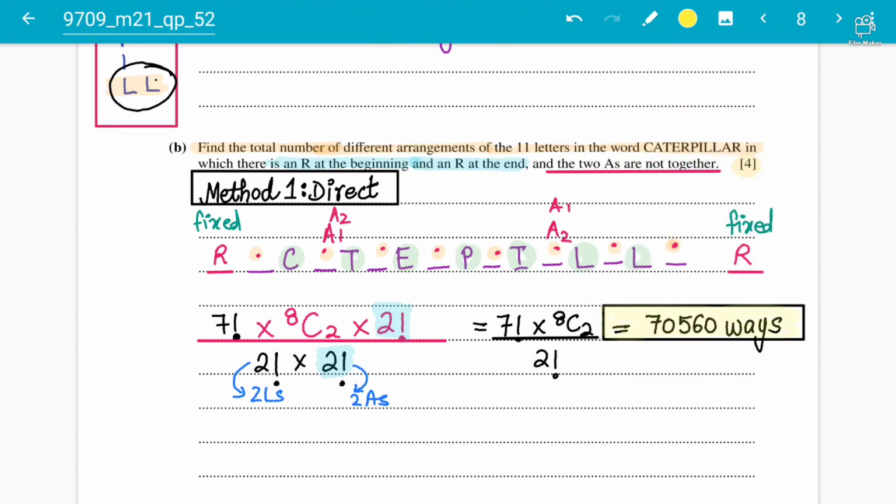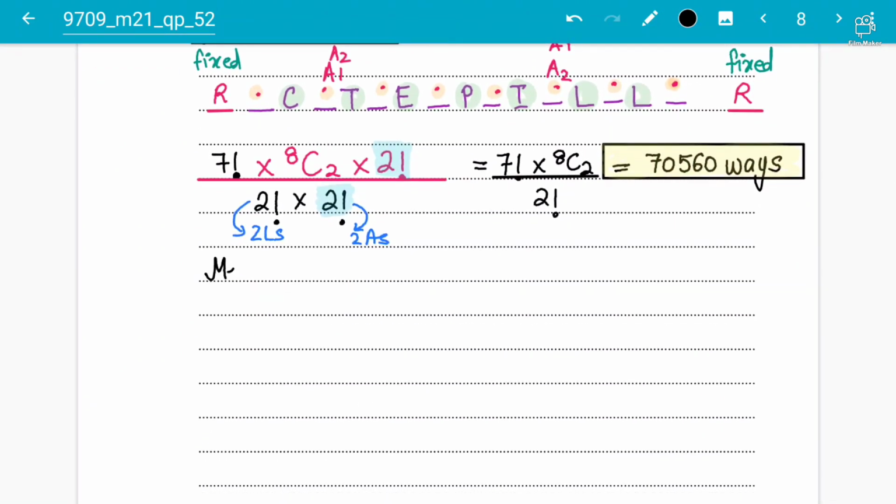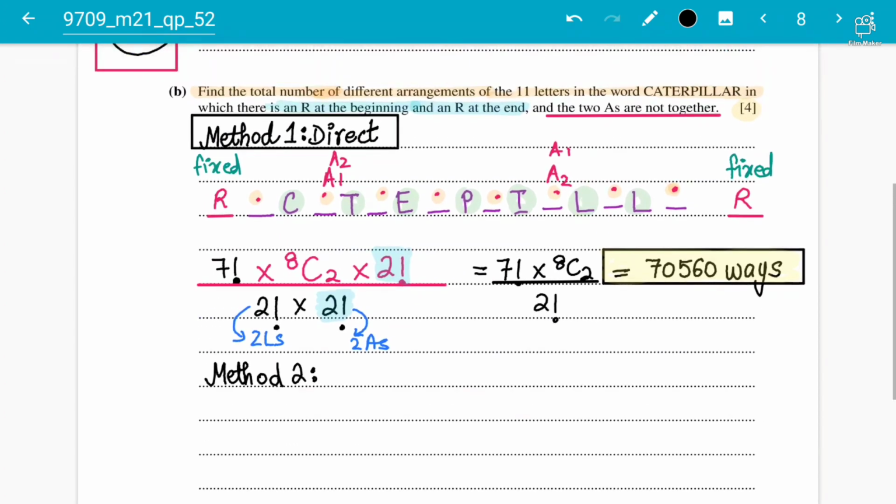The other method is the indirect one, okay. Any questions can be asked in the comment section. So let's talk about method number 2 as well now. Method number 2 says that the same thing, that you are going to go the opposite way. You are going to find out arrangements.